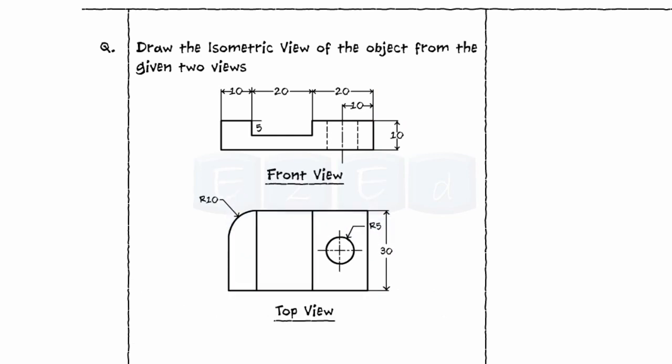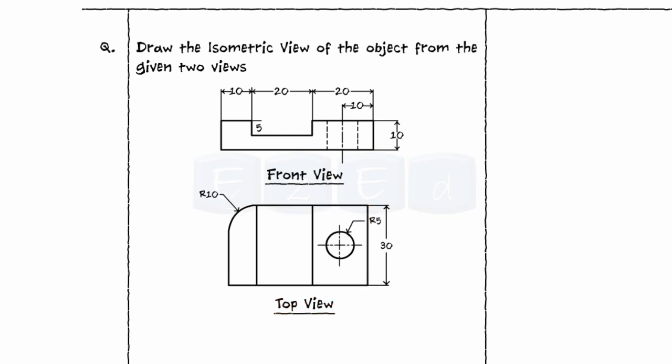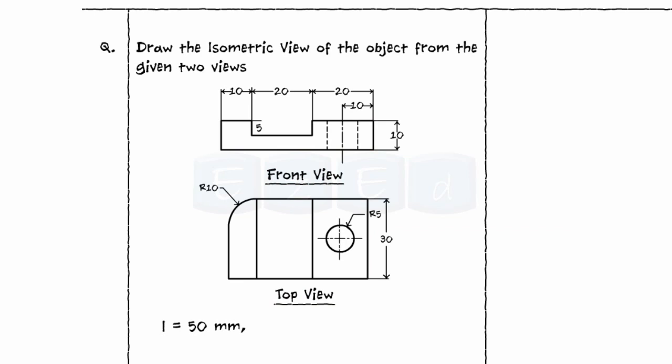Now concentrate on the front view. The horizontal lines in the front view represent the length, whereas the vertical lines represent the height of the object. Similarly, in the top view, the vertical lines represent the breadth of the object. Hence, from the given views, the overall length of the object is 50 mm, the overall height is 10 mm, and the overall breadth of the object is 30 mm.